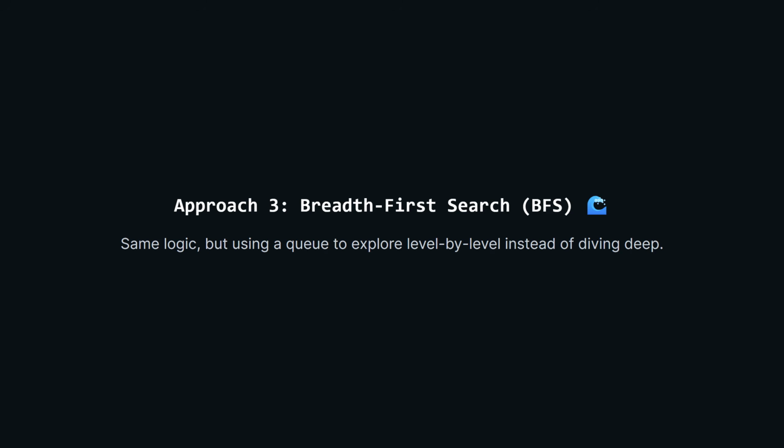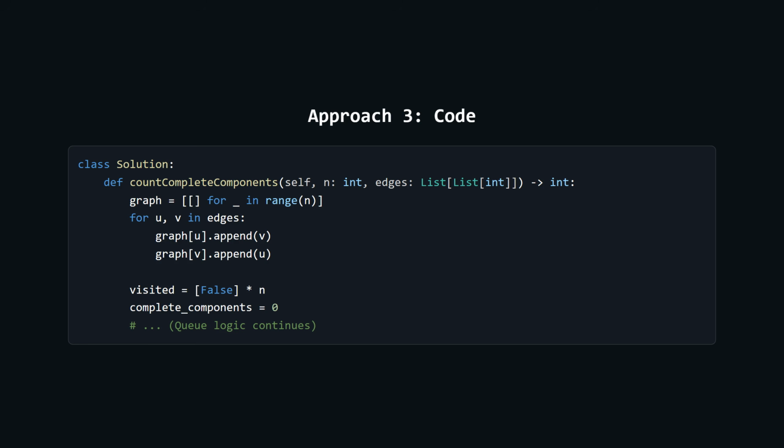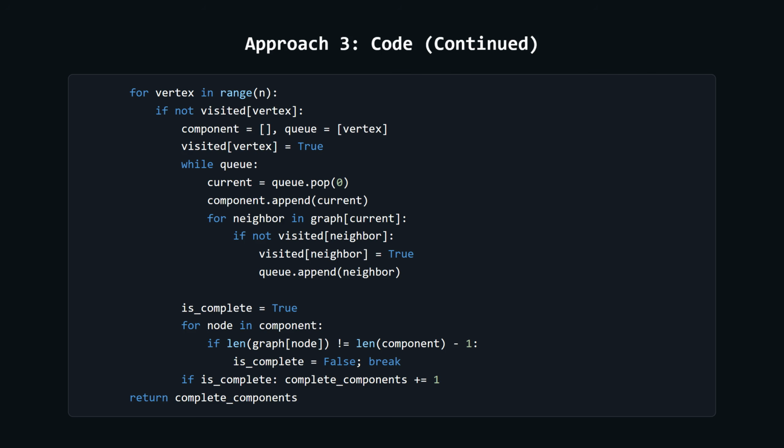The editorial also mentions a third approach, using breadth-first search. The logic is very similar to the last one, but instead of using recursion to dive deep into the graph, it uses a queue to explore level by level, gathering all the nodes in the island first, and then checking their connections. Here is the start of the BFS code. It sets up the graph and the visited array just like before. And here is the rest of it.